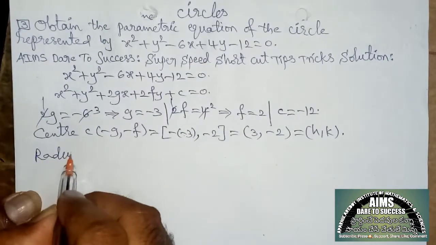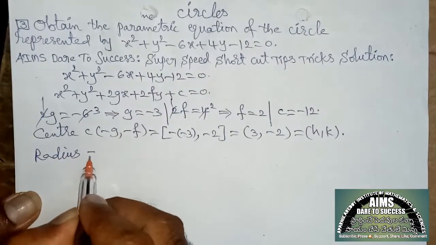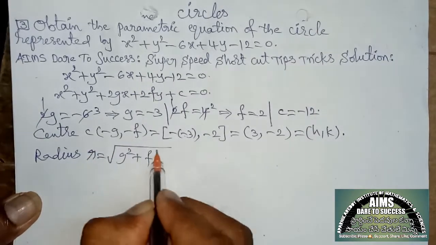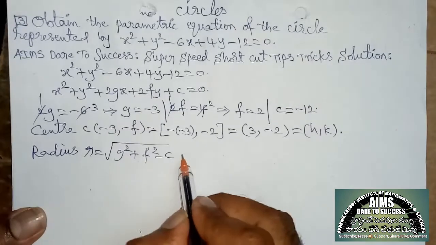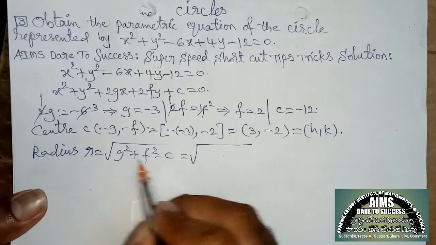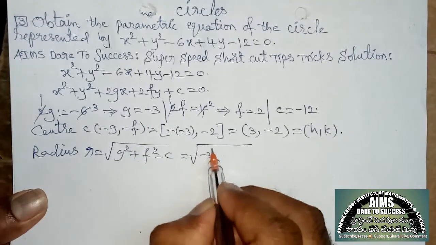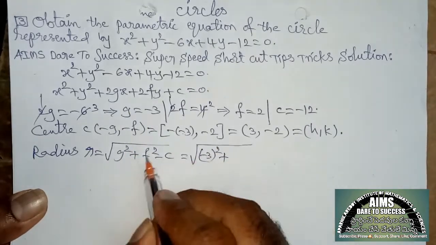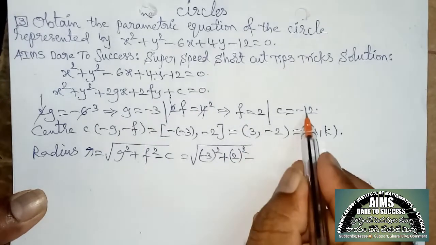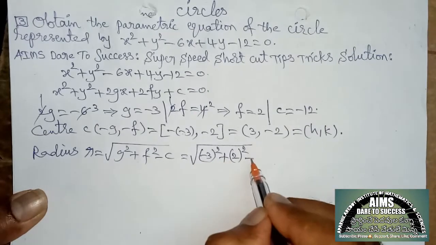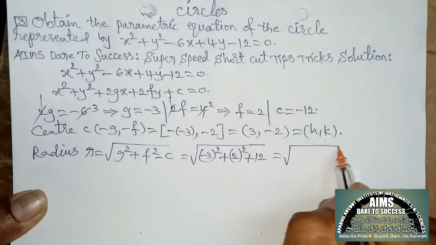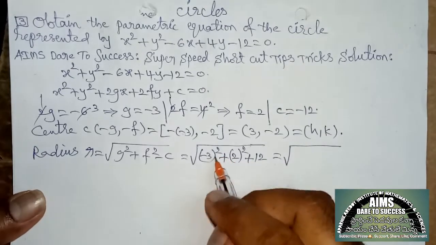Now I am finding the radius. r equals the square root of g² + f² − c is the formula. I am substituting the values of g, f and c. The g value is −3, so g² is (−3)², plus the f value is 2, f² is 2², minus c, where c is −12, so minus of minus is plus 12, equal to the square root of... minus to the power of an even number becomes positive.